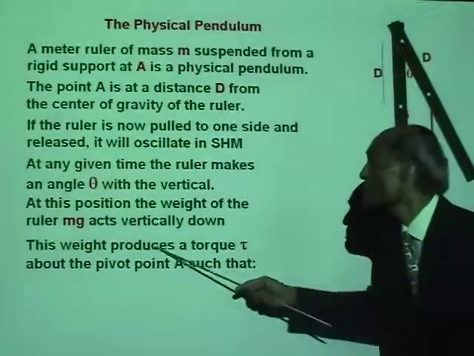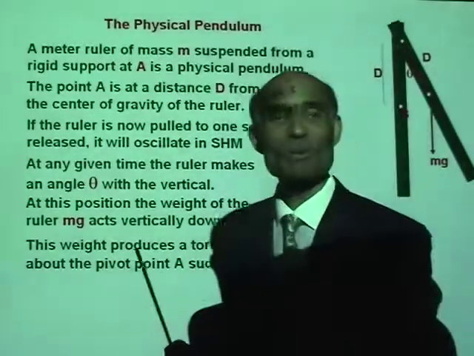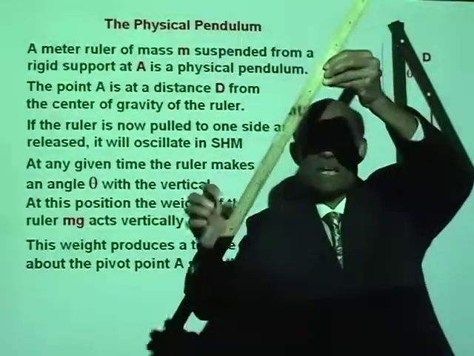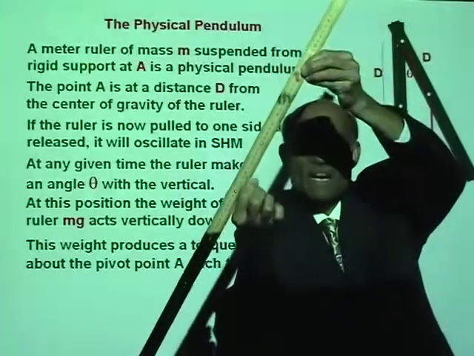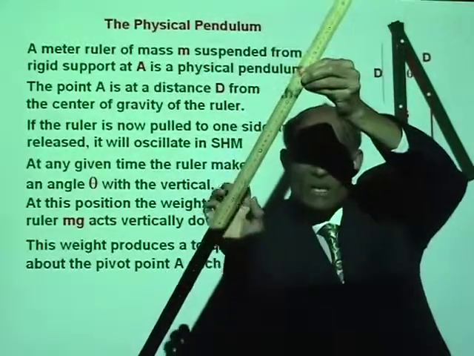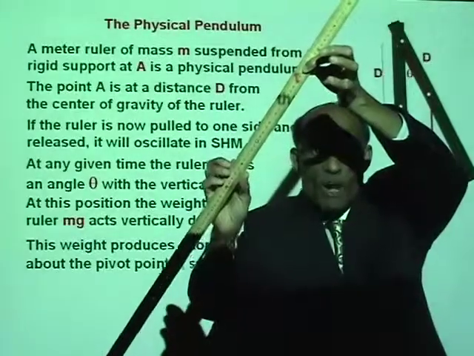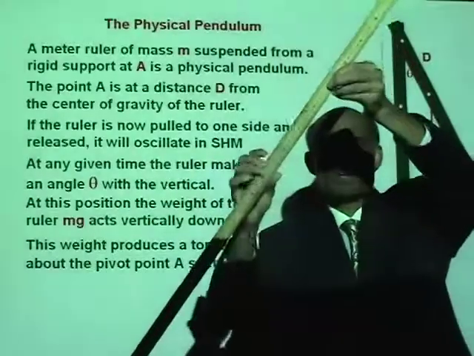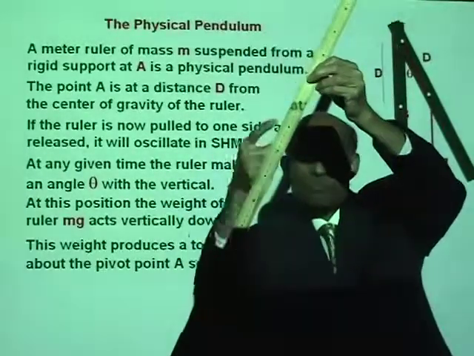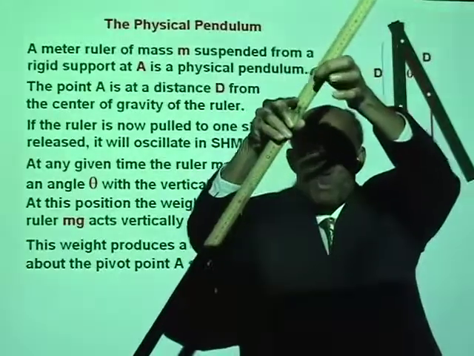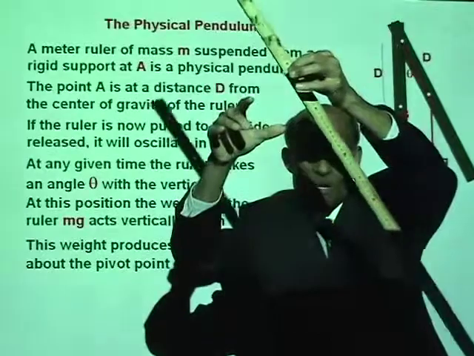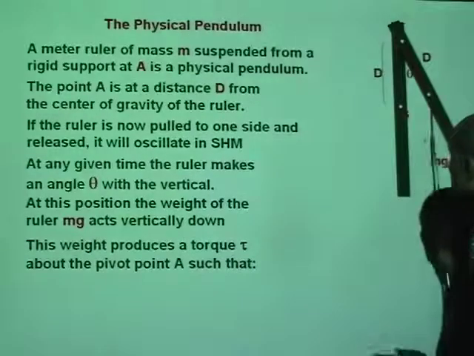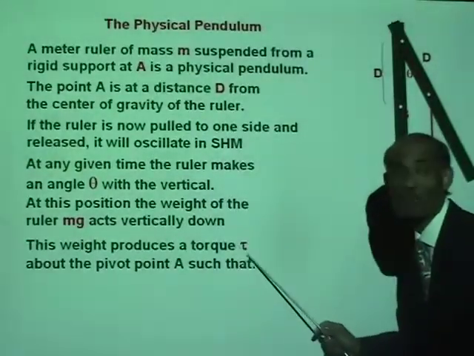Alright? This weight produces a torque. I hope you'll remember the concept of torque. You see, when the ruler is displaced, it has a weight mg. And what does that weight do? Weight wants to rotate this ruler. You see, rotation is produced by a torque. So this weight now produces a torque about this axis so that the ruler rotates. So the rotation of the ruler is produced by a torque. And I hope you understand, you remember this.